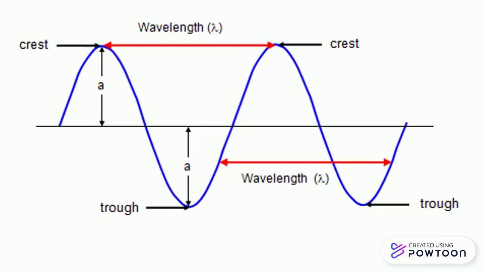of the wave. And then once again we can see the wavelength, which is from crest to crest or trough to trough, or any point really on the wave from one point to the other exact point.